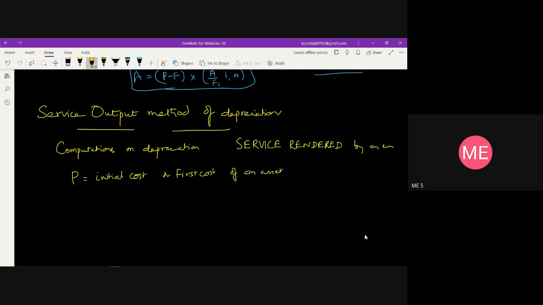Then F is the salvage value, which you have taken. Then we have taken one more component, the maximum capacity. Very important here: the maximum capacity.